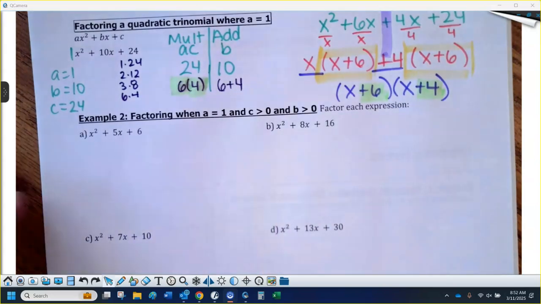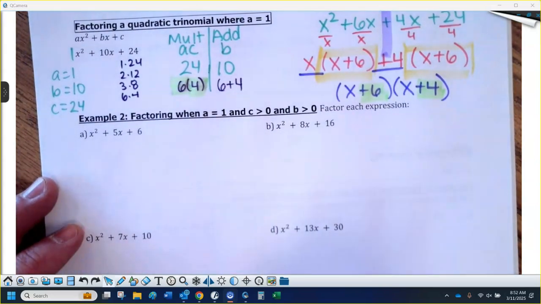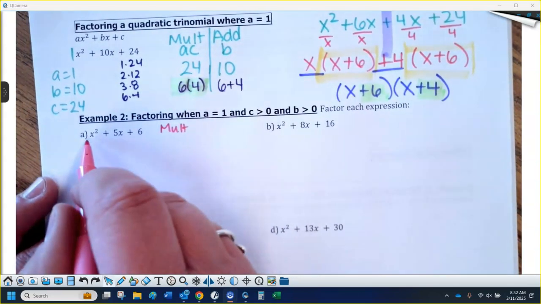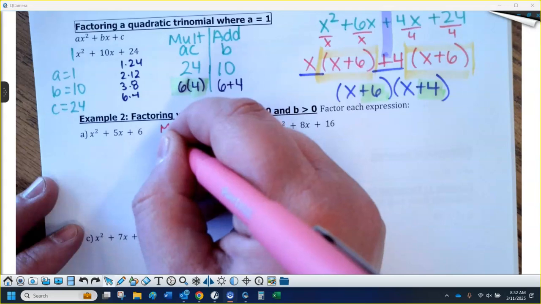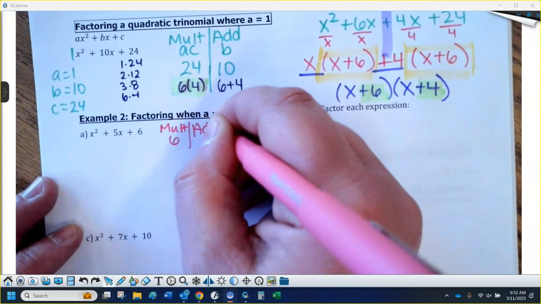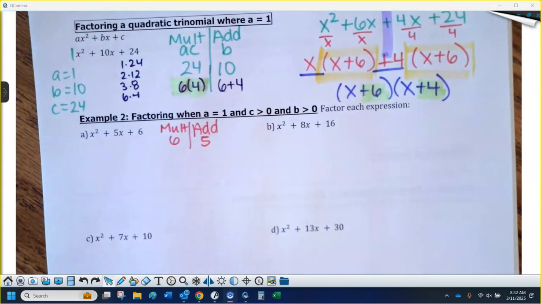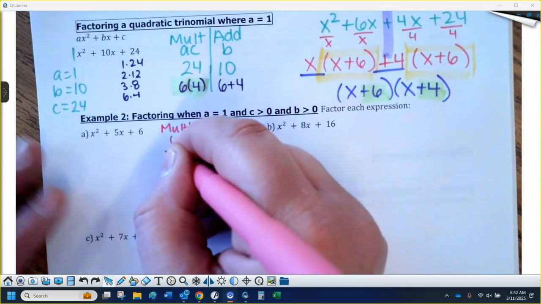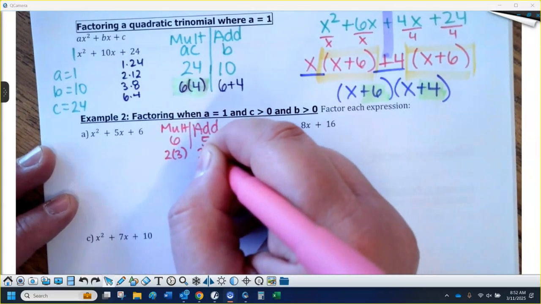So like if I'm doing a problem like, oh, this is a little different than the one at the top. So this one, I'm going to multiply 1 times 6, right? So I got to multiply to get 6, add to get 5. Can you think of two numbers, you multiply them you get 6, you add them, it's 5? 1 and 6. 1 and 6 would multiply to give you 6, but that would add up to 7. So I got to think of a different option. 2 and 3. And the 5 and 6 one is always super tricky.